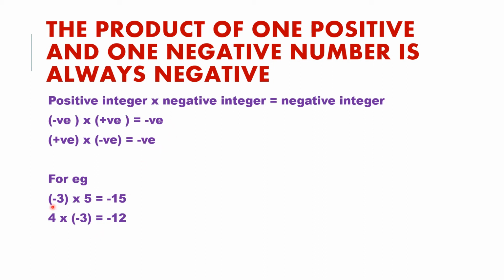So here you see one negative and one positive number. So the answer should be negative. 3 5s are 15. So we get negative 15. Here again one positive and one negative. So we get the answer as negative 12. Okay, so we say minus 12, isn't it?